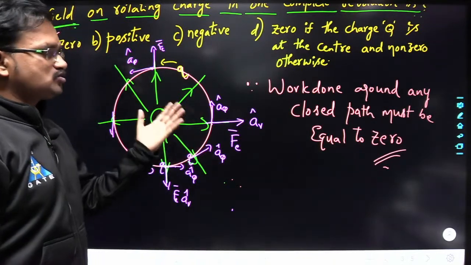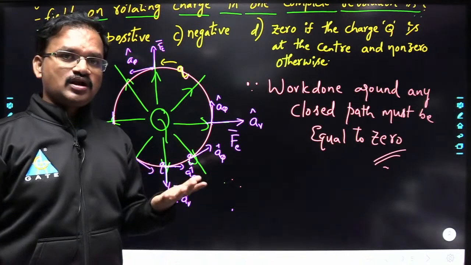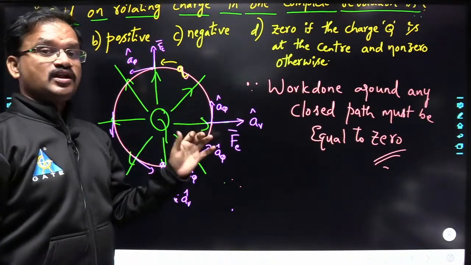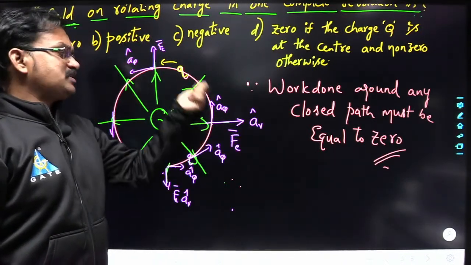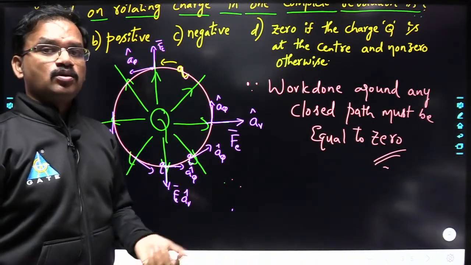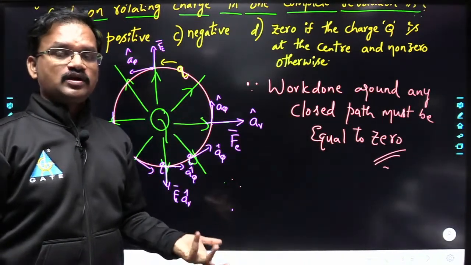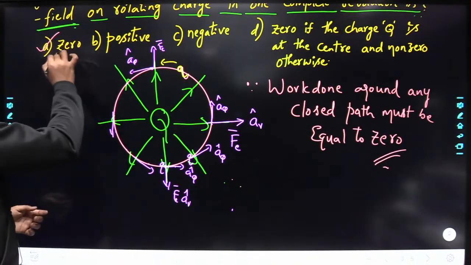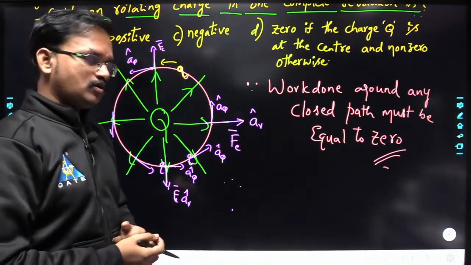So in that case also, what is the work done? Work done will be 0. Force dot displacement is nothing but work done. At each and every point, the force direction and the displacement direction are perpendicular to one another, and hence here also the work done will be equal to 0. In that manner also we can conclude that the work done will be 0. Understood? Okay.